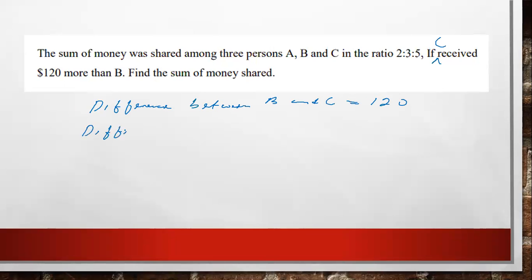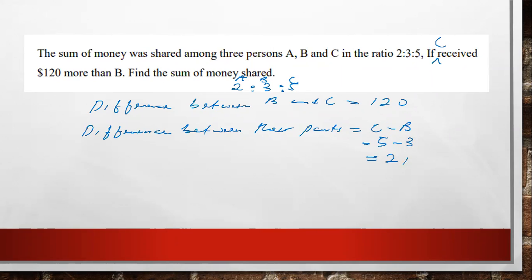The difference between their parts would be C minus B. The ratio is 2 to 3 to 5, for A, B, and C. So what is C? Five. And B is three. So the difference between B and C would be 2 parts.